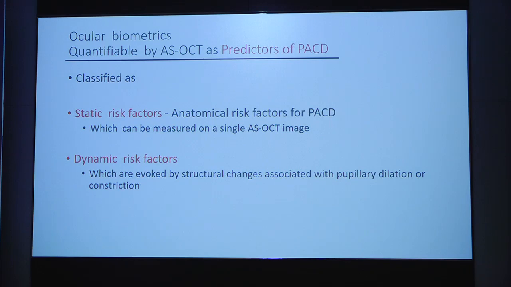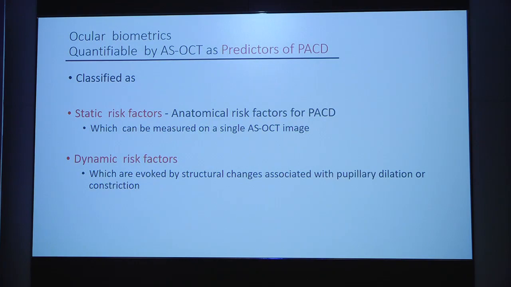Other biometrics which can be identified on ASOCT are predictors of VACD, and they are classified as static risk factors. These are the anatomical risk factors for VACD, and they can be measured in a single ASOCT image.